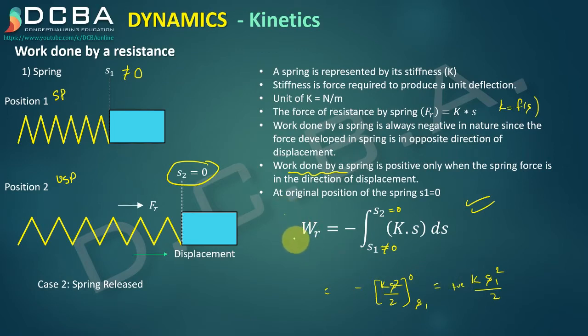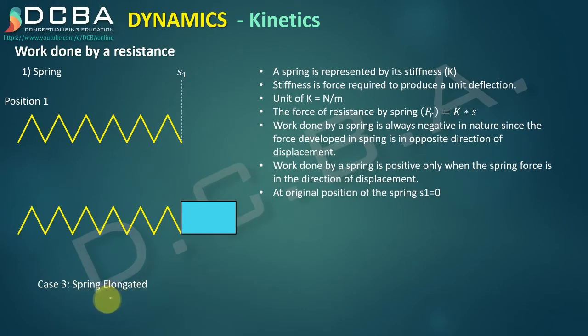Hence, the point that I want to make here is that the equation of the work done by the resistance will remain the same. What will change is only the limits. In the previous case, when the spring was getting compressed, position 1 was the unstretched position, position 2 was the stretched position. Hence, S1 was equal to 0, S2 was not equal to 0. Now, when the spring is released, position 1 is the stretched position, position 2 is the unstretched position, right?